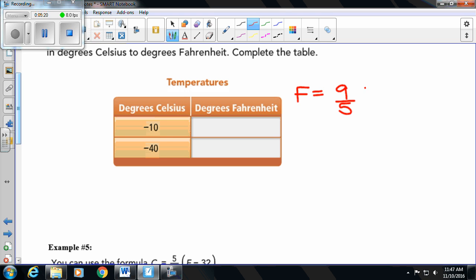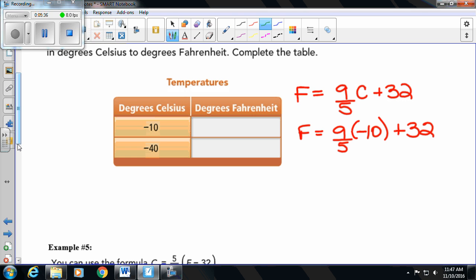So I'm going to write my formula first. And I'm going to plug in -10 for C. Now, I'm going to do a little bit of simplification here. 5 goes into -10, -2 times. So I have 9 times -2 is -18, plus 32. When I do my arithmetic on that, I get 24.